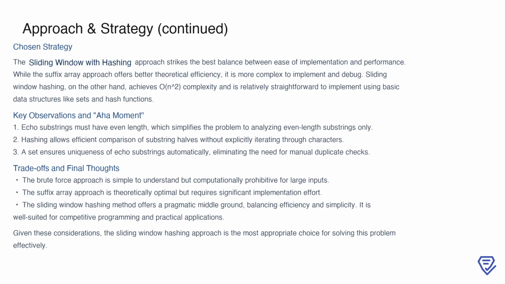While the suffix array approach offers superior theoretical efficiency, its complexity makes it less suitable for quick implementation or competitive programming scenarios. The sliding window hashing method strikes an optimal balance between performance and simplicity, achieving O(n²) complexity with relatively straightforward implementation. Key insights that simplify the problem include focusing only on even-length substrings, as they are the only candidates for echo substrings. Hashing further streamlines the process by enabling efficient comparisons of substring halves, and using a set ensures that we automatically track unique substrings without additional overhead.